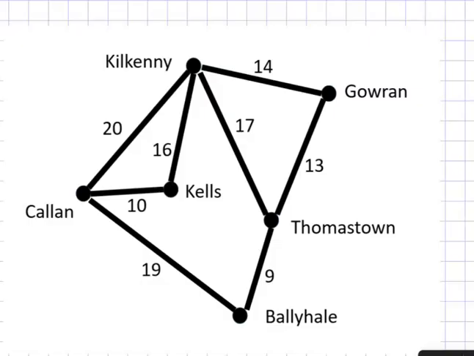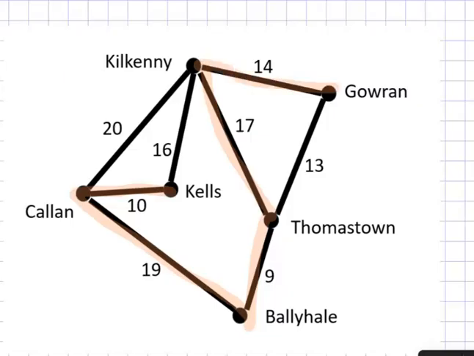Okay, we might have a situation where our start and finish isn't important. So let's just say, for the sake of it, start at Callan, and say we go Callan to Kells to Kilkenny to Gowran to Thomastown to Ballyhale. I've visited all the nodes, and that is a route that I could take. There are possibly other ones. So I could go Kells to Callan to Ballyhale to Thomastown to Kilkenny to Gowran.